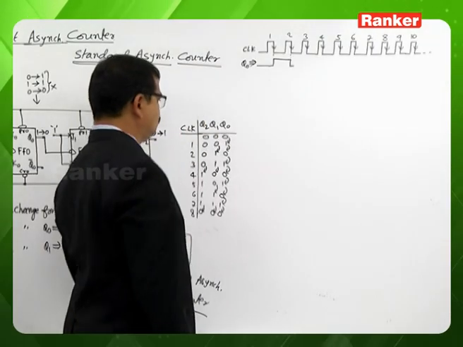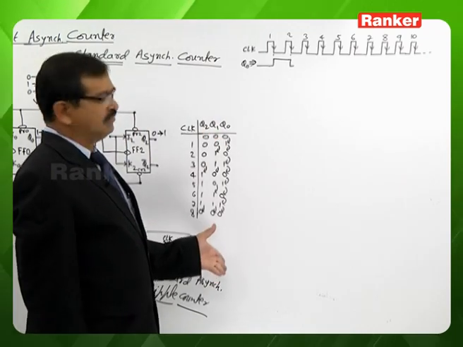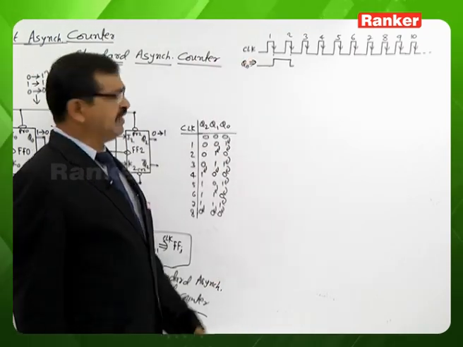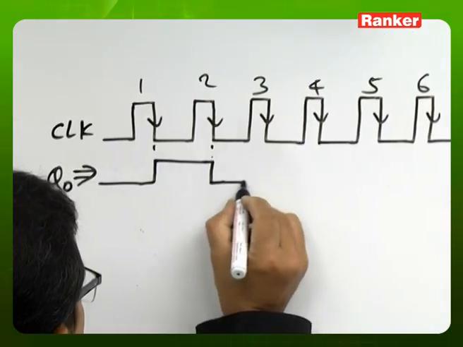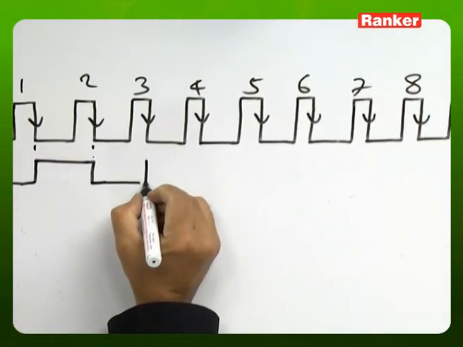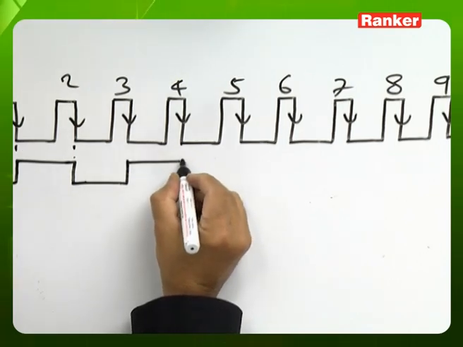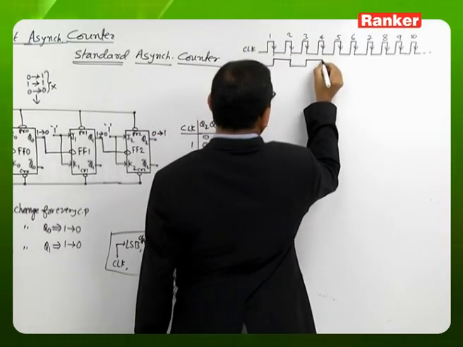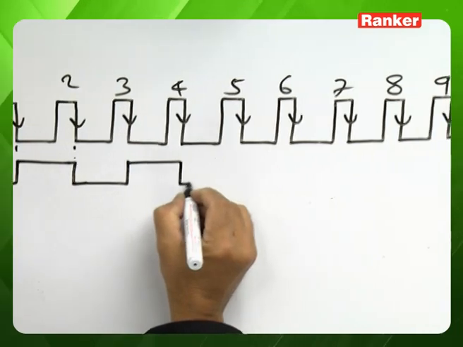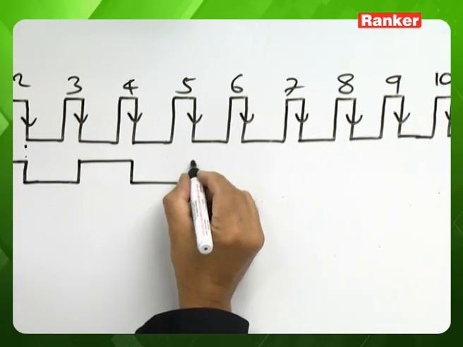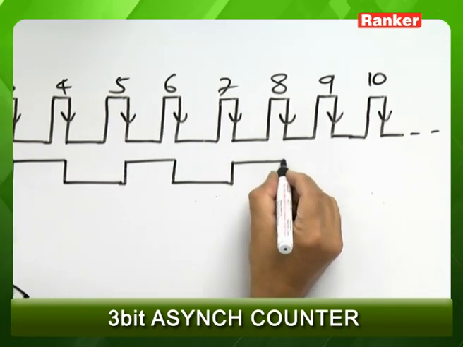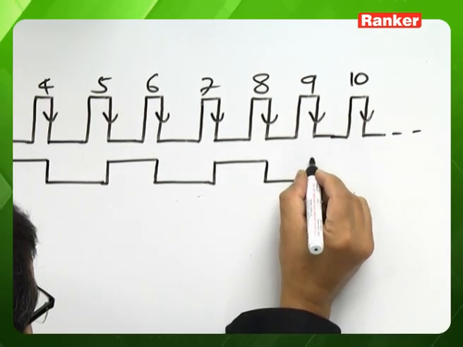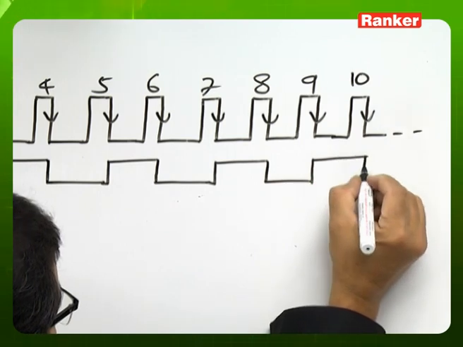In fact, there is no need to look even at this table. From this clock itself we can draw the waveform for Q0. Whenever the clock is changing 1 to 0, there is a change in the flip-flop 0 output. So looking at this clock itself, we have the possibility to draw these waveforms.